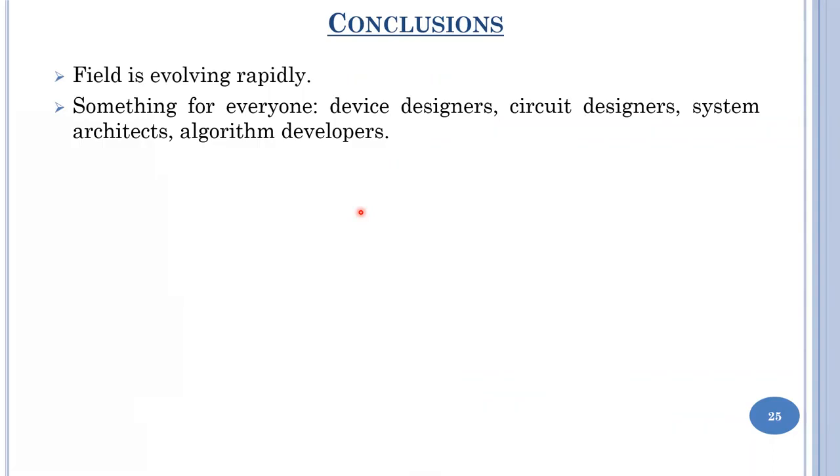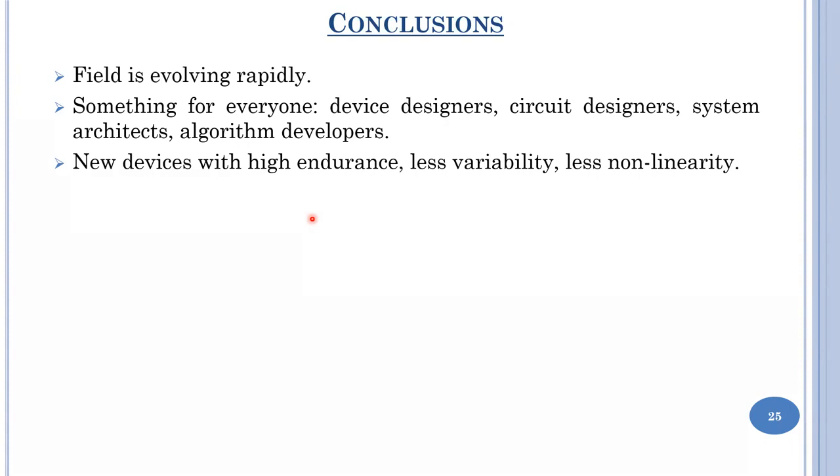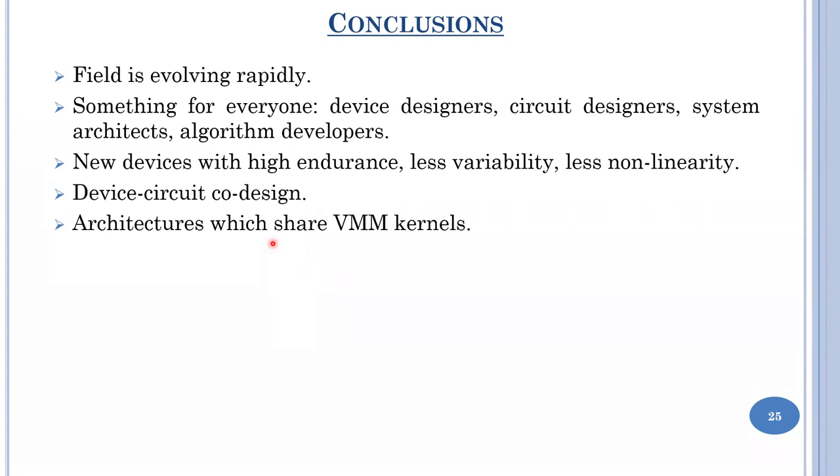So to conclude, this field is evolving very rapidly. It has got something for everyone: device designers, circuit designers, system architects, even algorithm developers. At the abstraction level of devices, we need new memory devices with high endurance, less variability, less non-linearity. We also need circuit designs which can exploit these unique characteristics of these devices for several applications. Then we need architectures which share these circuits as their VMM kernels. We also need algorithms for hardware-friendly training and processing of these neural networks on hardware.